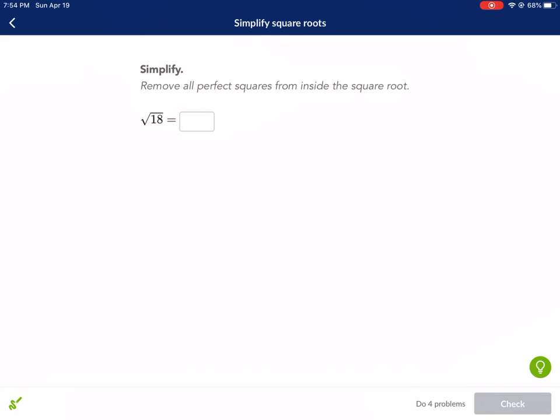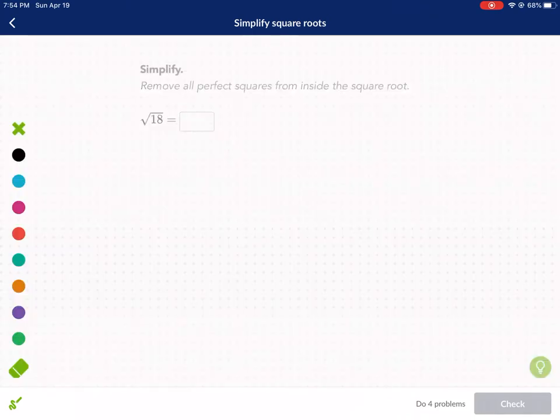So we're asked to simplify the square root of 18 and we need to know what that means. Khan Academy gives a great hint. It says remove all perfect squares from inside the square root. That is one of the conditions for simplifying a square root.